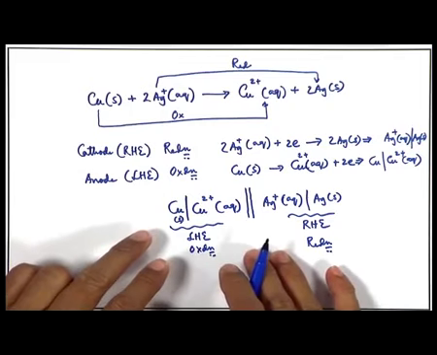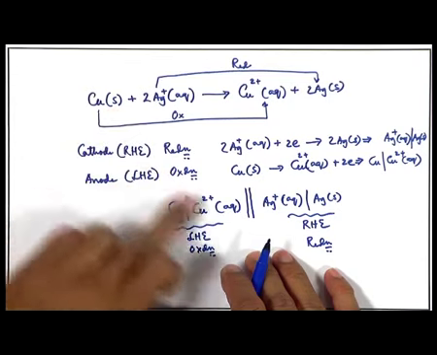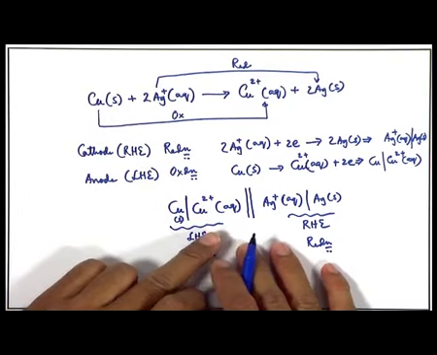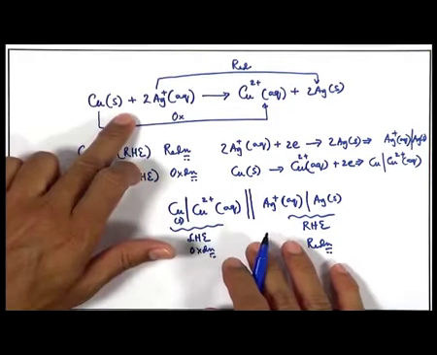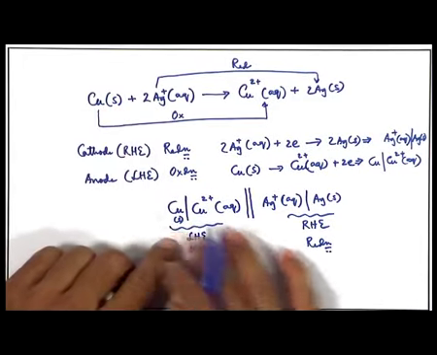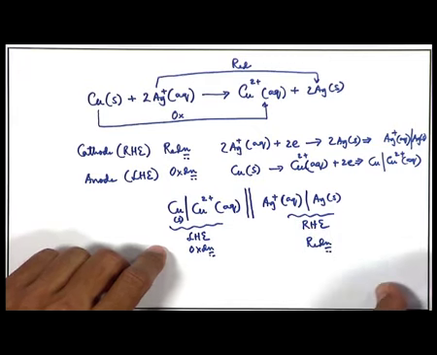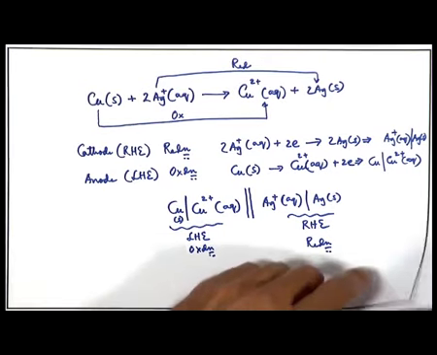This way you are representing this particular chemical reaction. If you want to have this overall chemical change in a cell, then you need to construct the electrochemical cell like this.